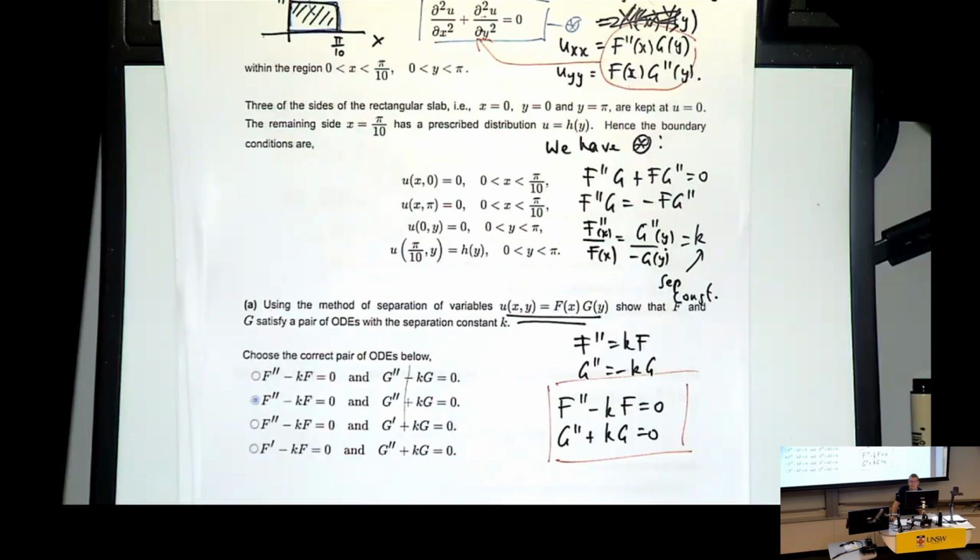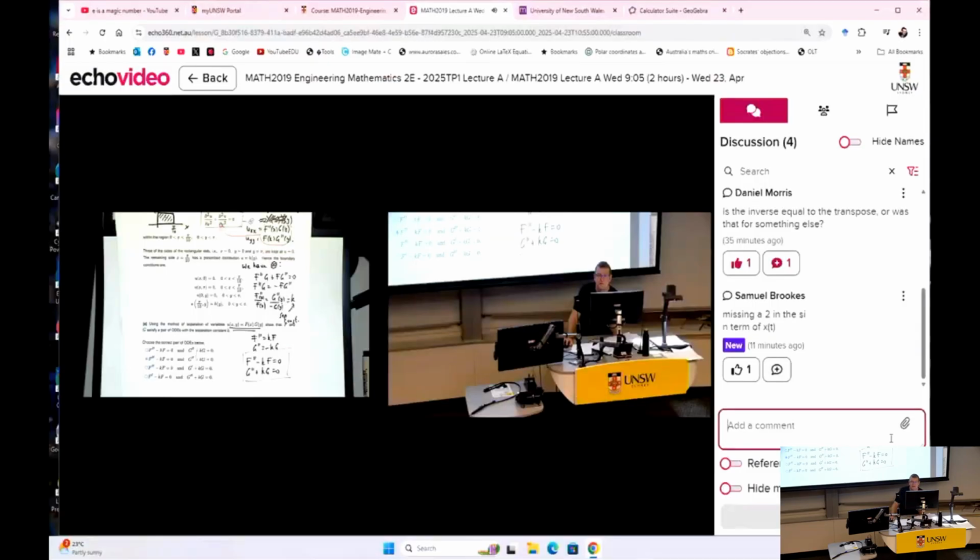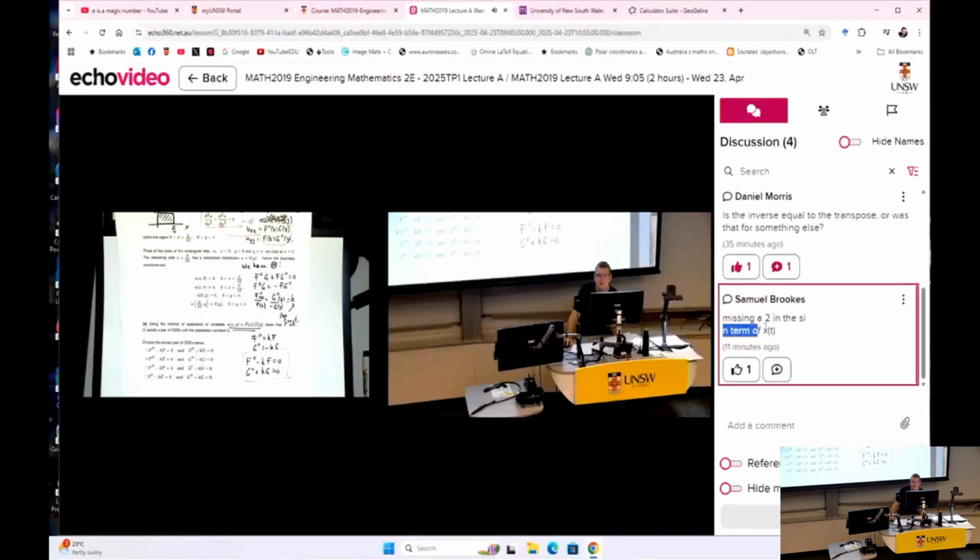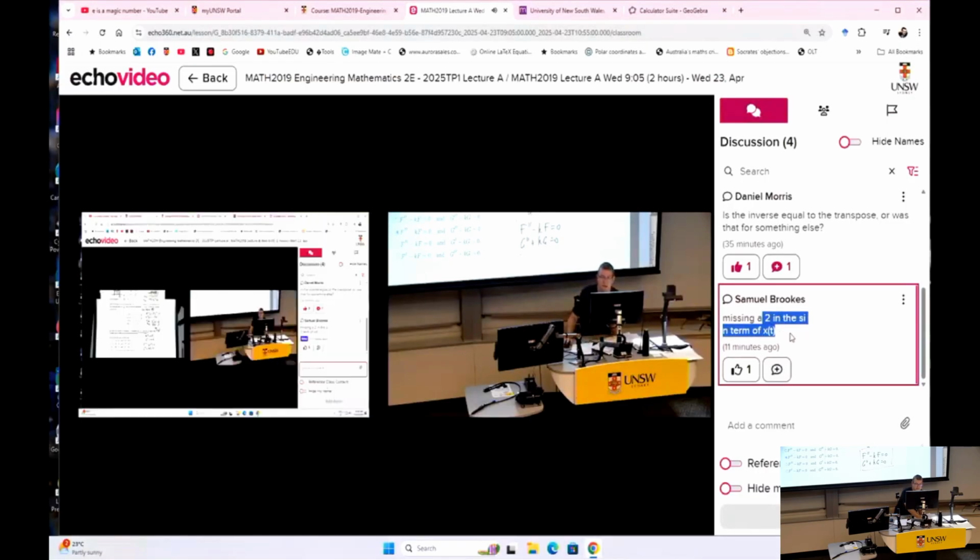Missing a 2. Oh, am I missing a 2? Oh, I'll come back to that, Samuel. Okay, Samuel says I'm missing a 2 in the sine term of x of t. Okay, just make sure I've written that down correctly. Thanks, Samuel.